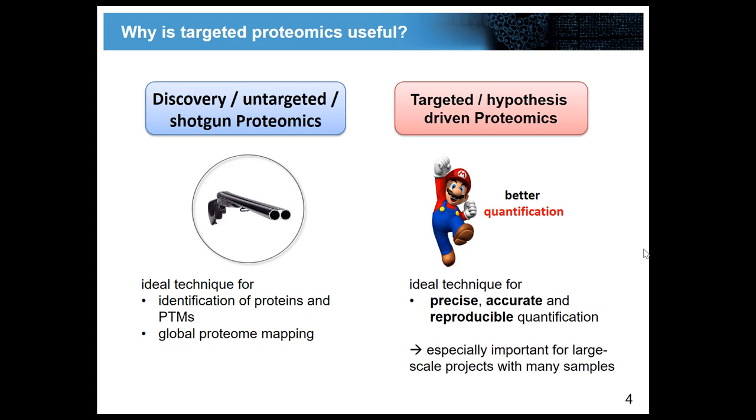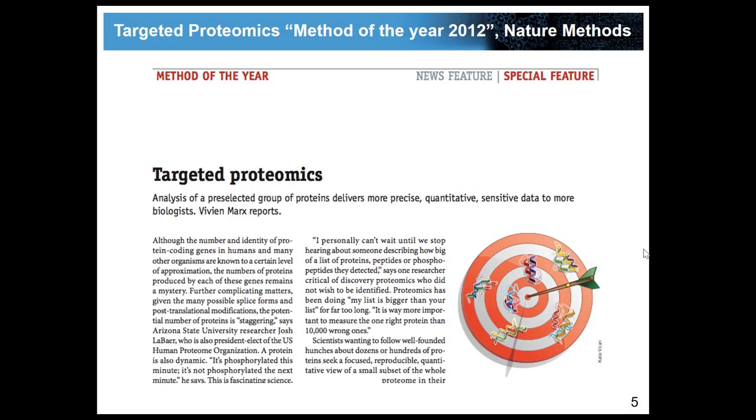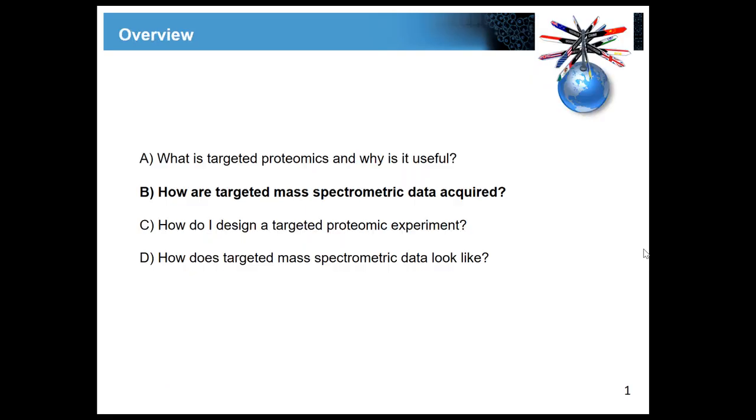And especially this point of reproducibility becomes very, very important if you want to get meaningful data out of very, very large experiments. And this is why, especially when you think large scale, many samples, targeted proteomics is just a very valuable technique and the ideal technique to address these issues. And the fact that these performance advantages are more and more recognized in the field, you could see also in 2012, where targeted proteomics was selected as the method of the year by Nature Methods.